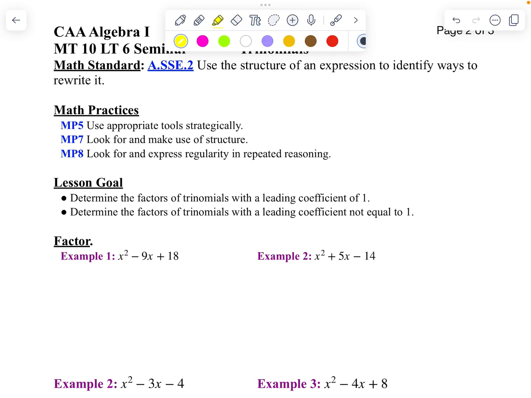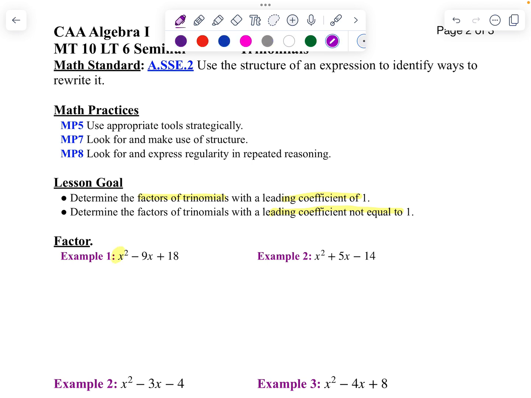In this lesson, we're going to factor trinomials that have a leading coefficient of 1 and a leading coefficient that's not 1. There are two types, pretty much. Let's start with the first one. We have a leading coefficient of 1 because notice the number in front of x squared is 1.